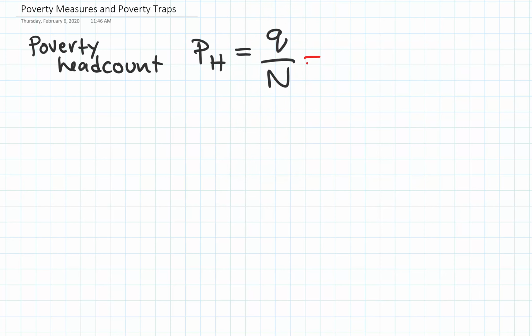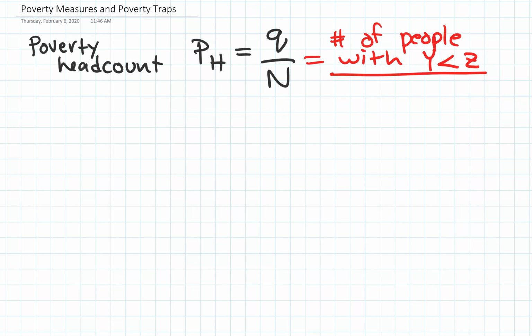Q is the number of people with income, we use Y for income, less than Z. And then N is just the total population. Okay, and so this will give you a poverty rate, which you're pretty familiar with. It's pretty intuitive. But there are some other dimensions of poverty that we might care about.